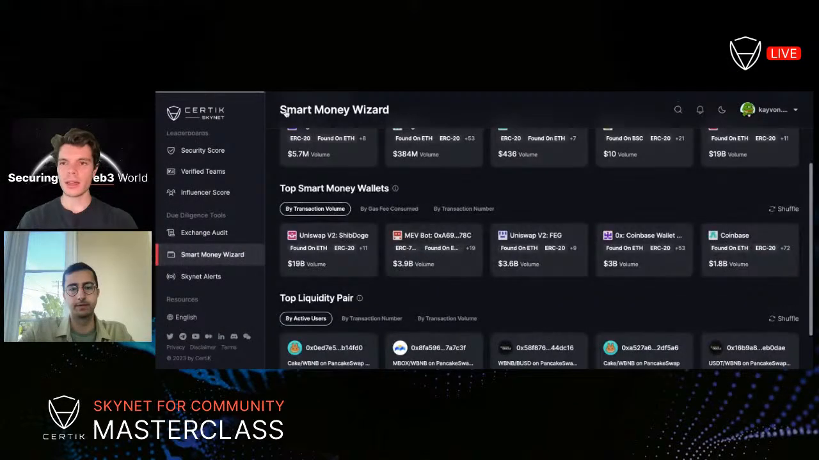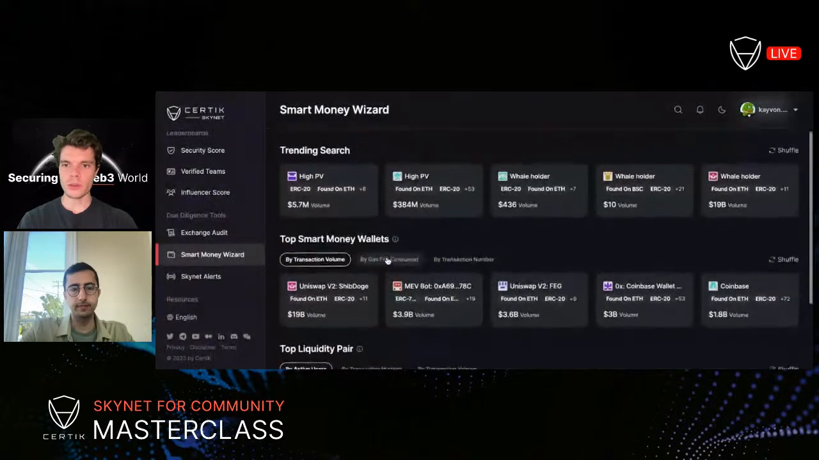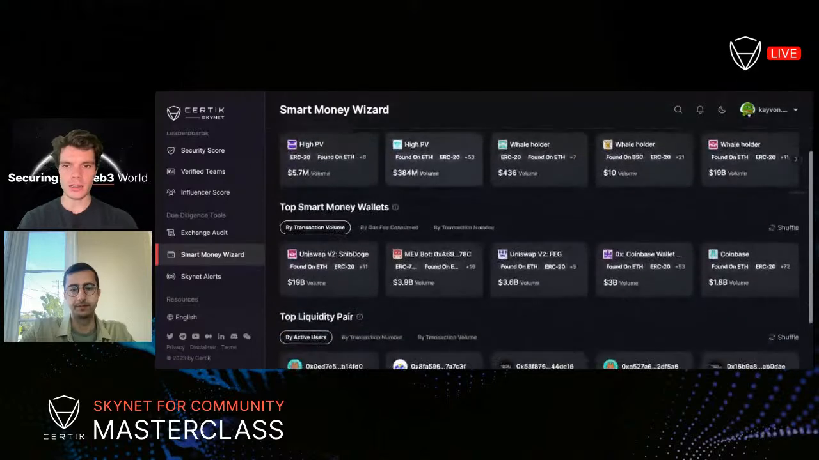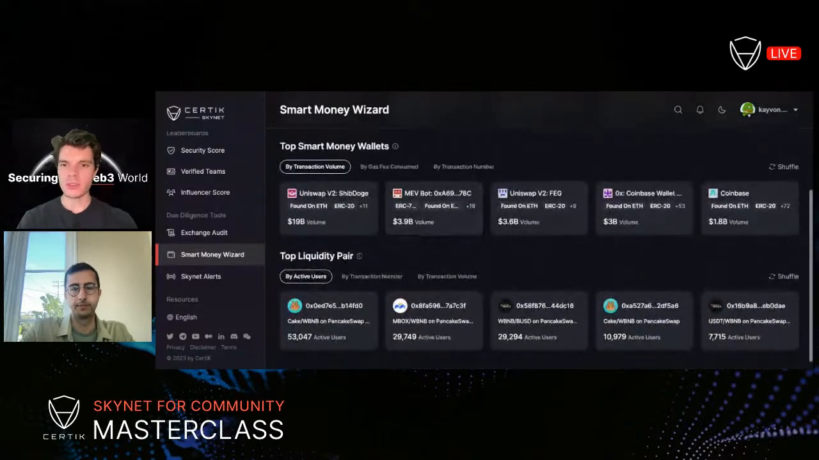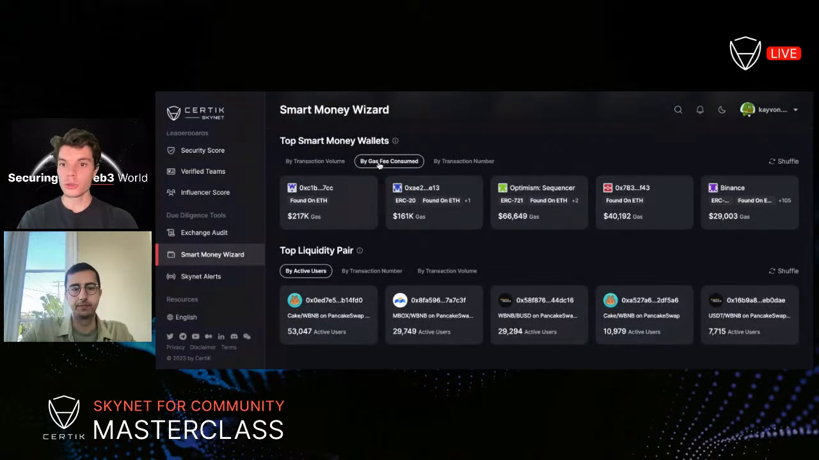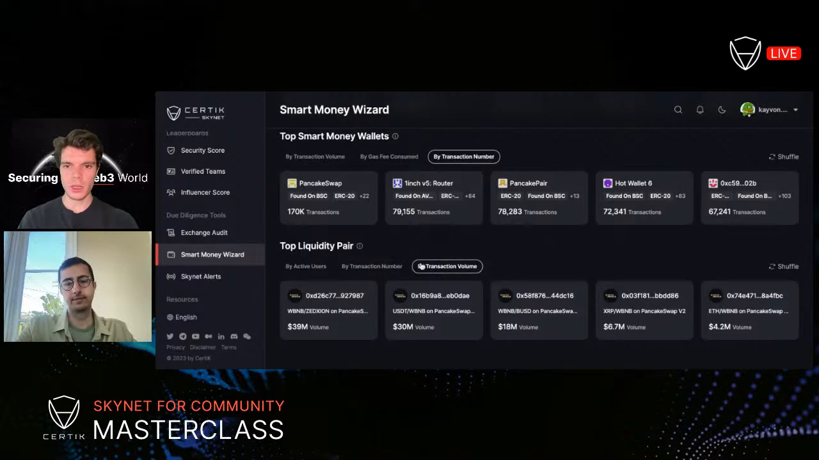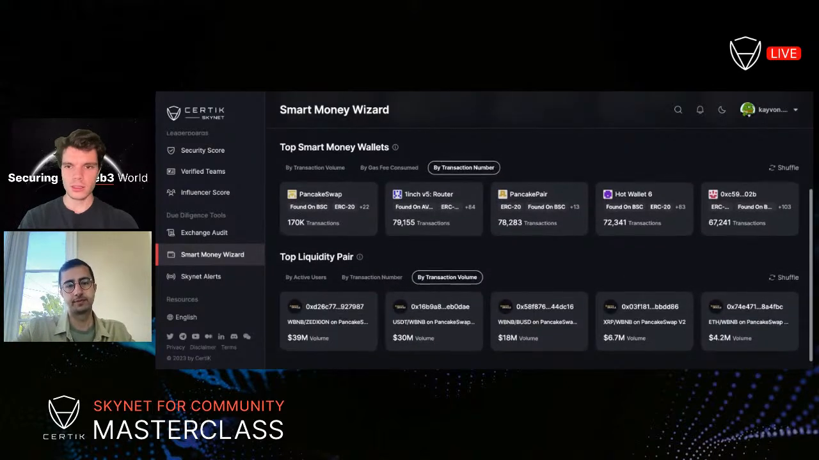Awesome. Yeah, let's head back to that main Smart Money Wizard dashboard. So obviously we just looked at the Uniswap V2 wallet. We've also got some MEV bot wallets tracked, can filter by gas fee consumed. So you can see who's transacting the most. We've got $250,000 of gas in the last 24 hours. That's a very active wallet. And you might be interested in finding out why they're transacting so much. Top liquidity pairs, another good one to see what's trending. Trending in terms of transaction number, transaction volume, people putting their money where their mouth is.